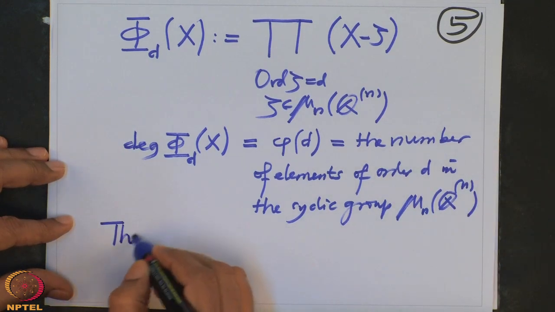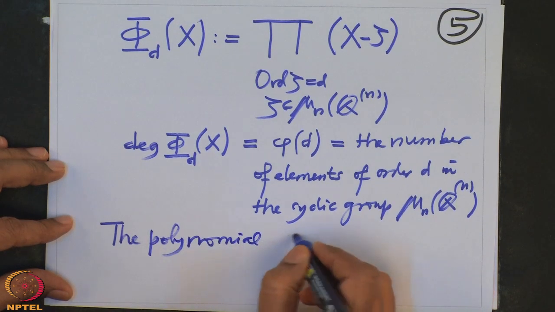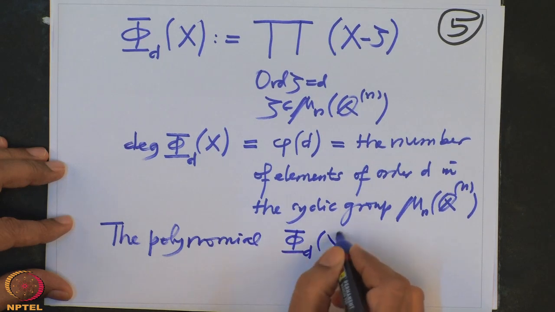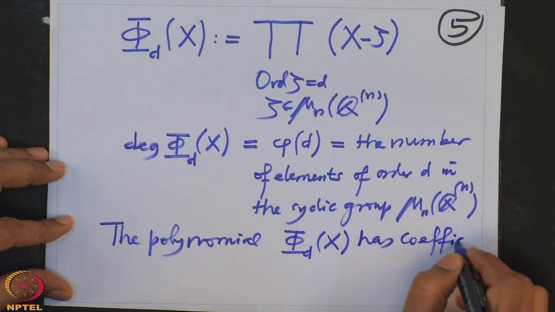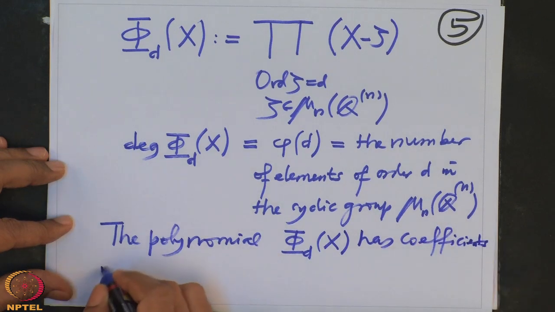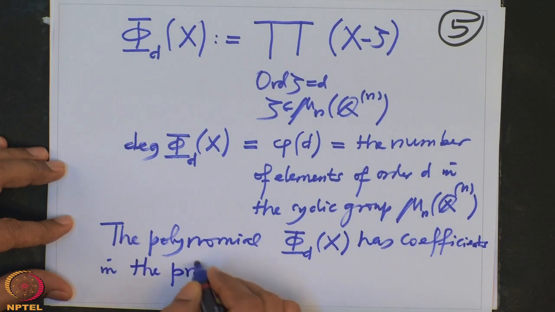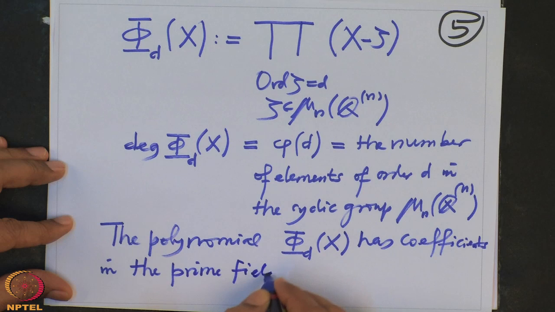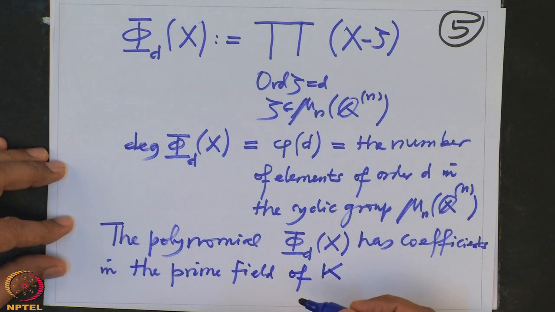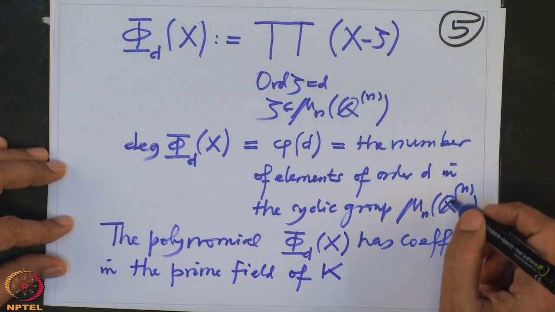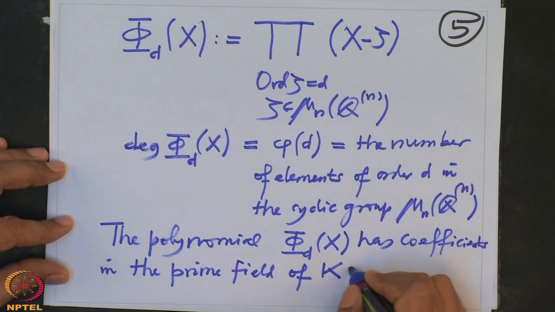So the polynomial phi d of x has coefficients in the prime field of K. Now I don't even have to assume Q. This will work for an arbitrary field. So the prime field of Q, where K is Q, what is that prime field?